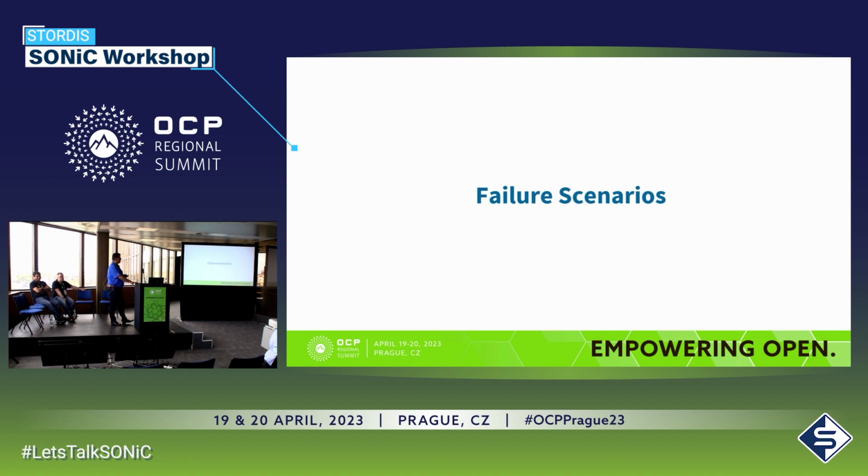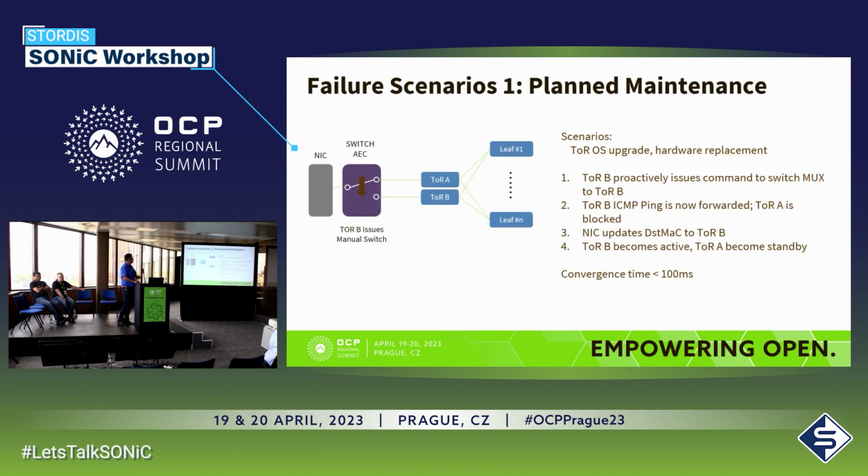Let's look at some of the failure scenarios. In case of a planned maintenance, if TOR A is going down, or you need to just upgrade the software for TOR A, TOR B proactively issues commands to the switch and says, I need to get in power. And then TOR B's MAC address is broadcasted. Its MAC address is attached to the packets. And then the NIC updates the destination for TOR B. In this case, TOR B's packets are going through and TOR A's packets are discarded. The convergence time to do this is less than 100 milliseconds. Typically, it's about 50 milliseconds that we can do the transition.